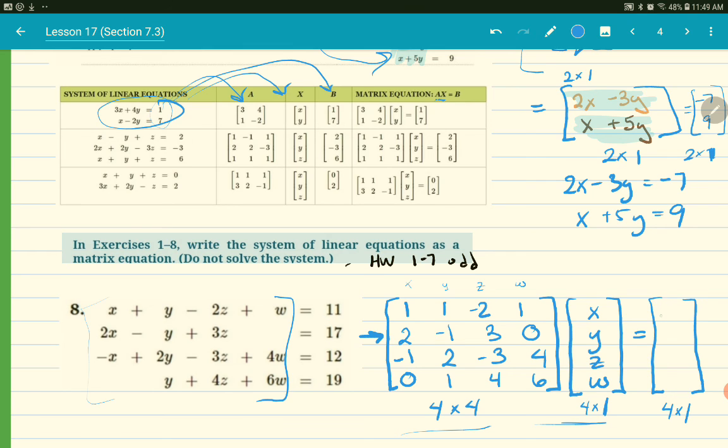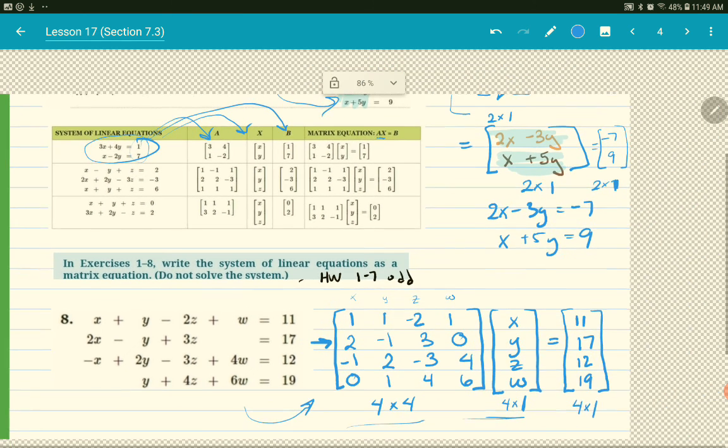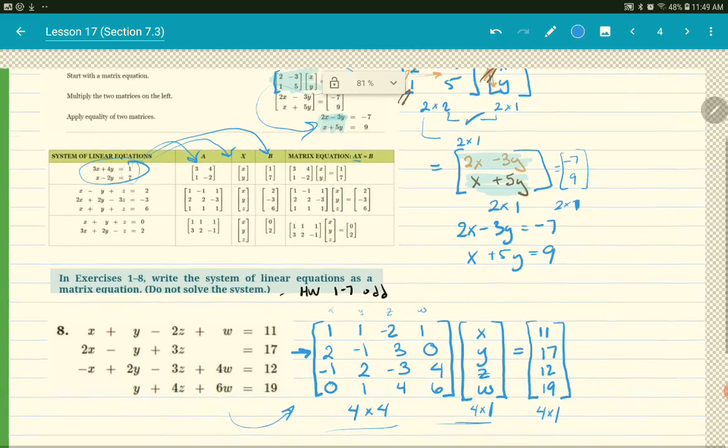When I multiply that first row of coefficients times the variables, I get 11. The second row of coefficients times those variables, I would get 17, and then 12 and 19. So there is my matrix equation, setting up my system of equations into a matrix equation. And that's all we're doing with 1 through 8.